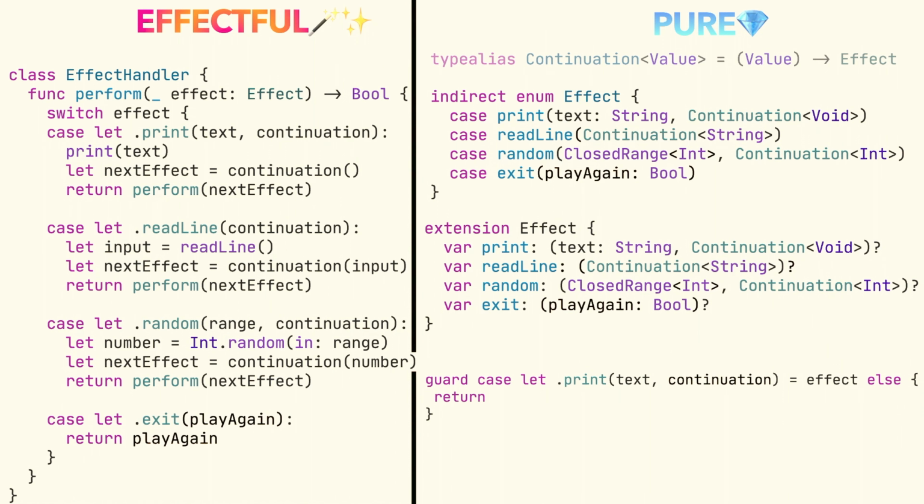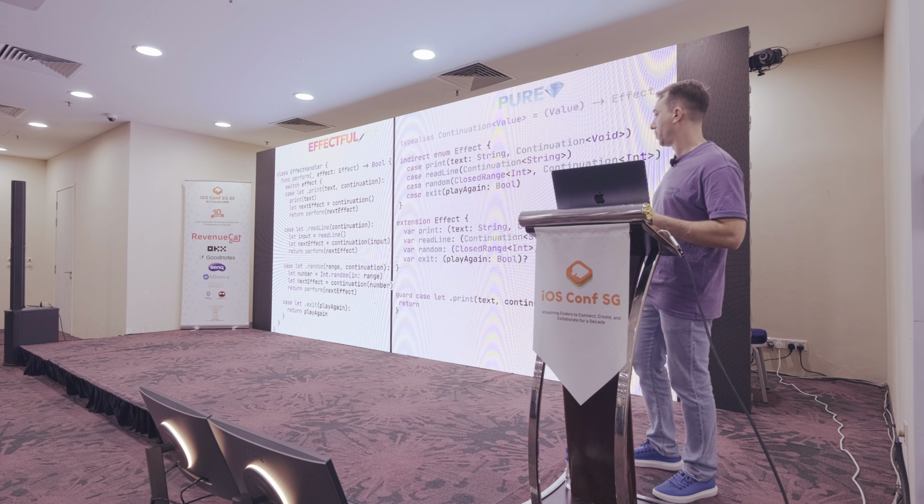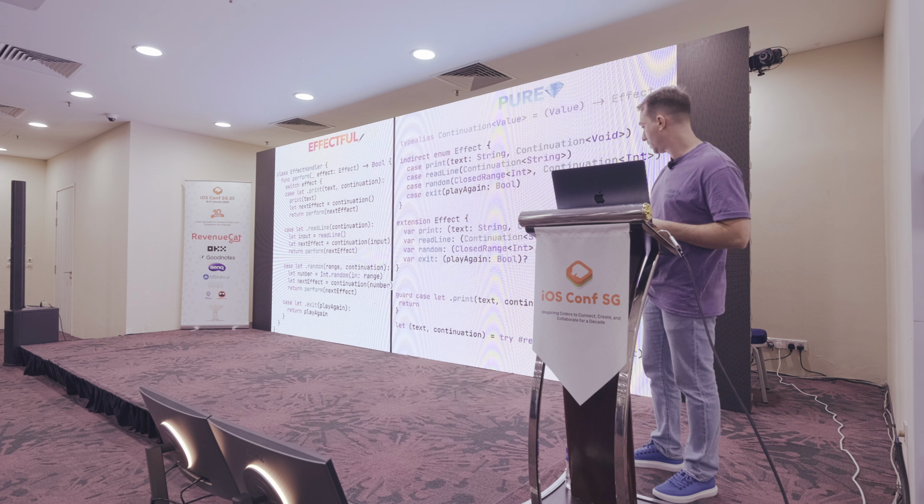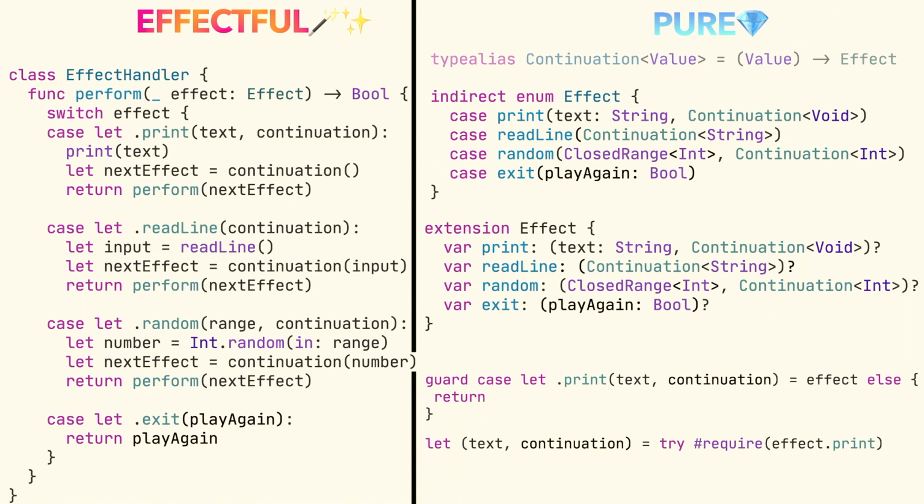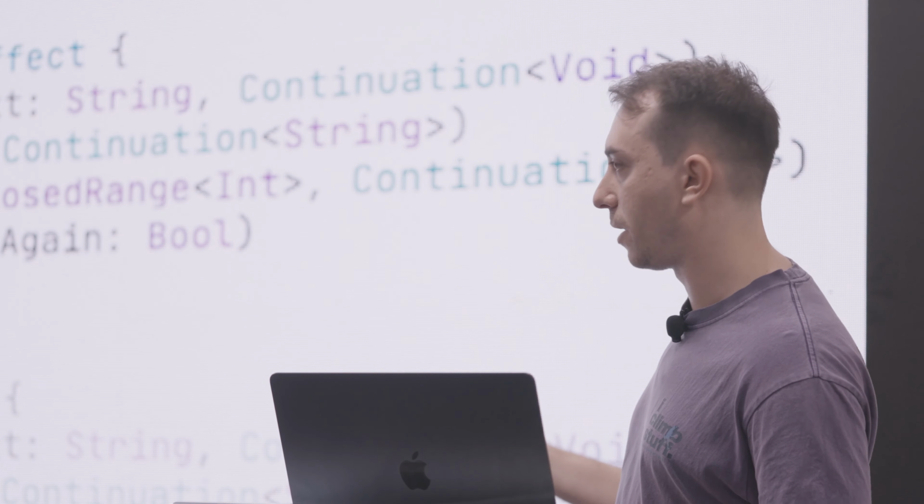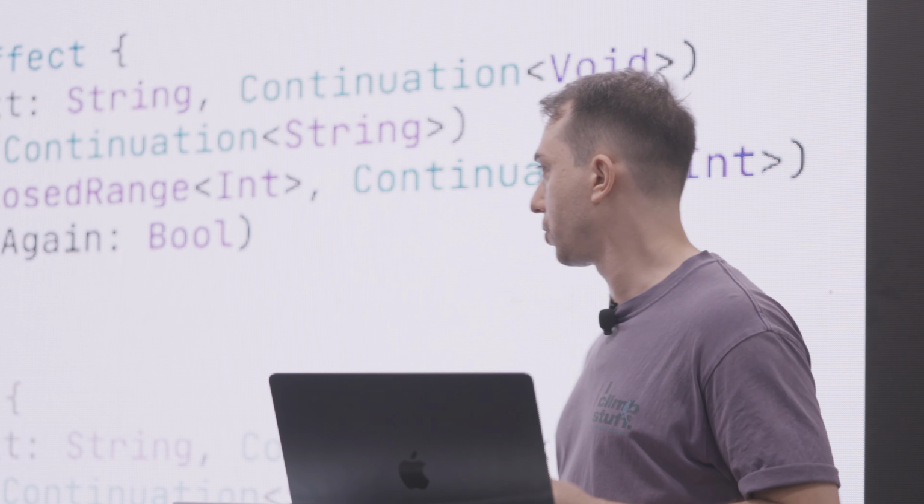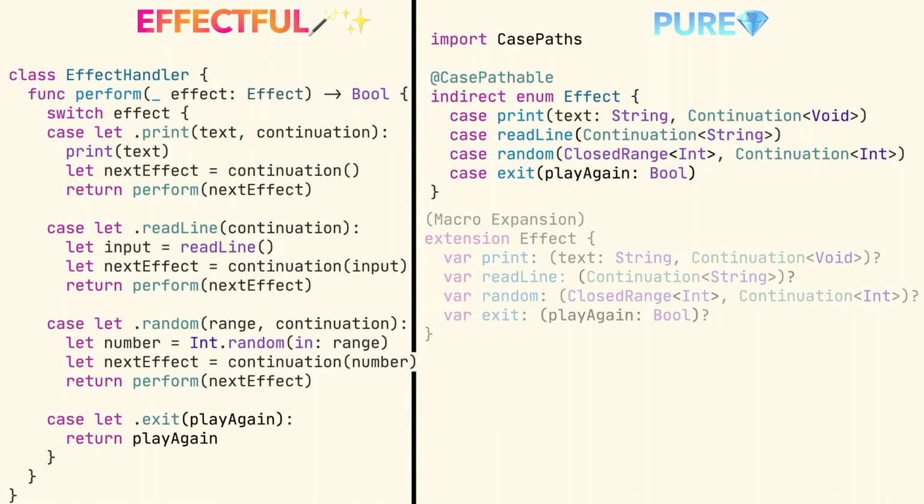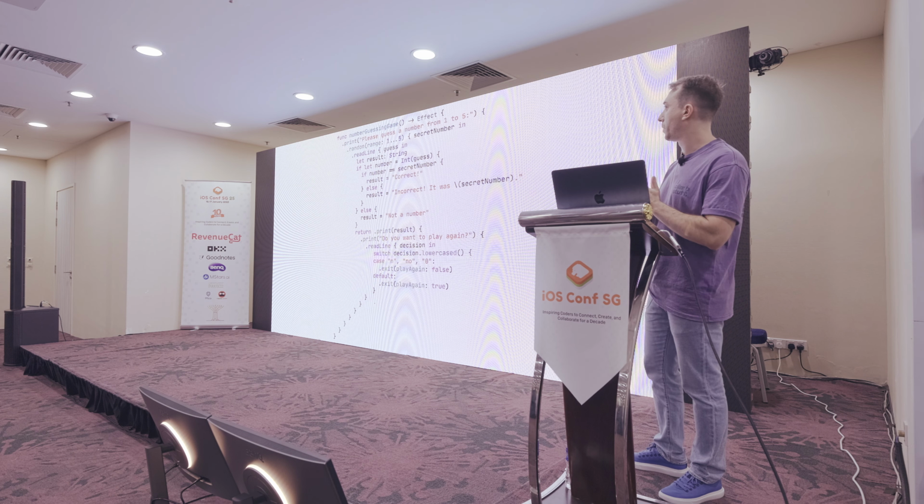This will come in handy when we start testing our program, so we don't need to use this super ugly guard case-let syntax, and instead we can simply say, hey, if the effect is print, give me its text and continuation, or fail the test. And we don't need to write this by hand, but it's incredibly simple. It's just syntactic sugar. You can create a macro that does so, or you can use a library called CasePaths that does this for you. Anyway, this is just syntax. Don't worry about the complexity of it.